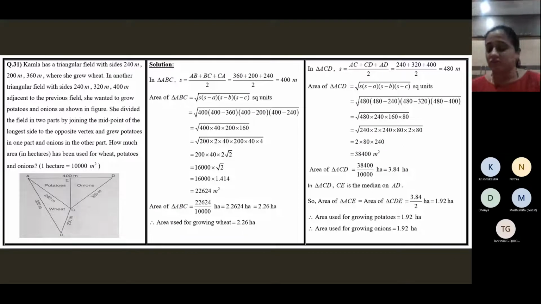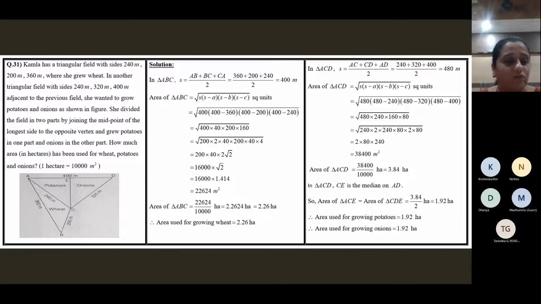Okay. So this is the next one. Kamala has a triangular field with sides 240 meters. As we read, the figure is given to you, so let's see the information also represented in the figure. Kamala has a triangular field with sides 240 meters, 200 meters and 360 meters. They're talking about this triangle.